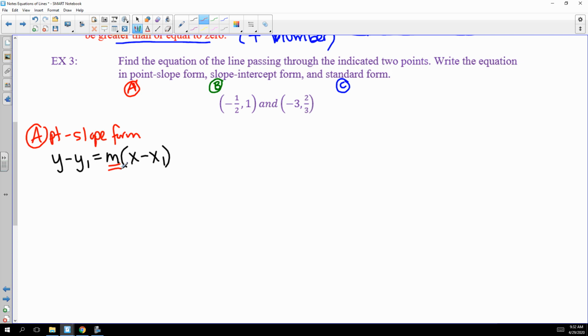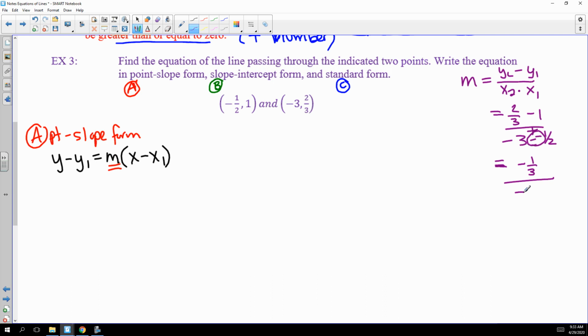So let's go ahead and calculate what the slope is. Slope is y2 minus y1 over x2 minus x1. So we're going to say 2/3 minus 1 over negative 3 minus a negative 1/2. We're going to get 2/3 minus 1 should be negative 1/3. And negative 3 plus a half would be negative 2.5. And negative 2.5 should be negative 5 halves.